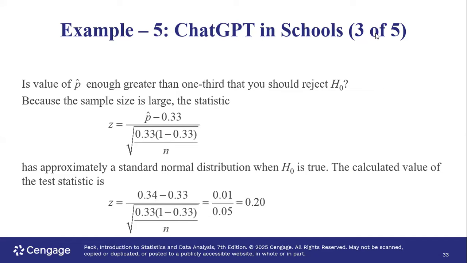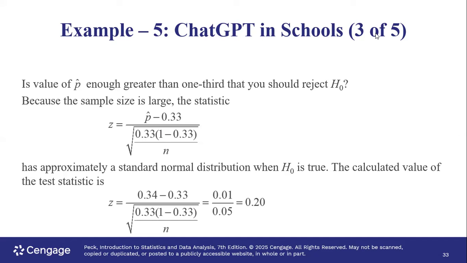So we calculate a test statistic for p hat equal to 0.34. So z is equal to the test statistic. Basically, in the numerator, we are comparing p hat to the hypothesized population proportion in the null hypothesis, which is 0.33. P hat is a sample proportion, which is 0.34. So 0.34 minus 0.33, divided by the square root of 0.33 times 1 minus 0.33, divided by the sample size, which was, I believe, 100.